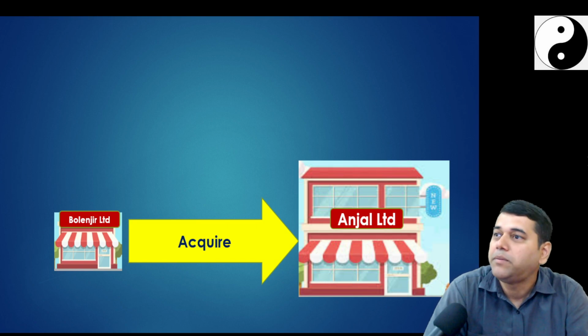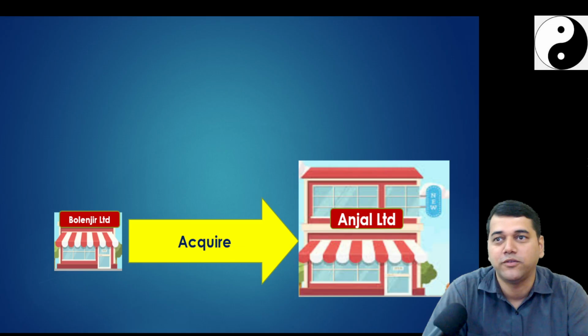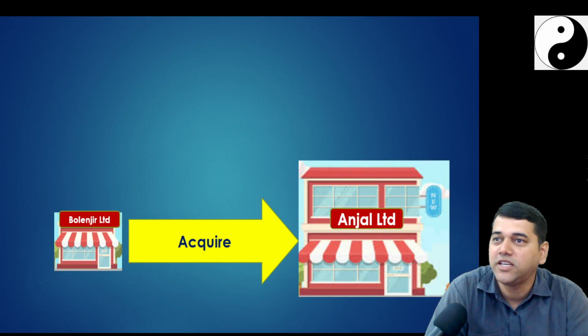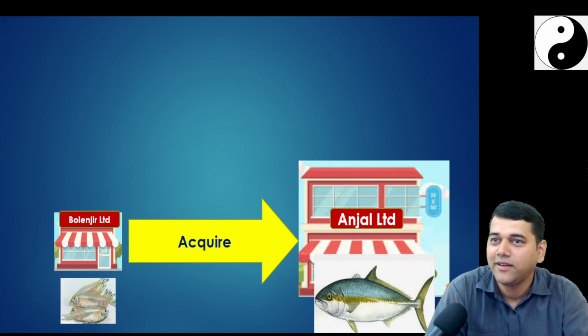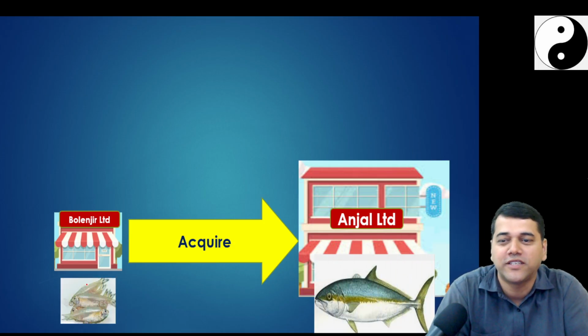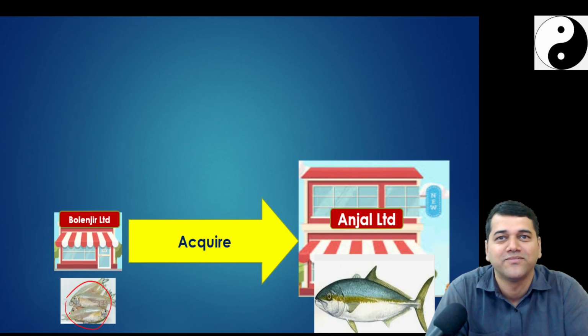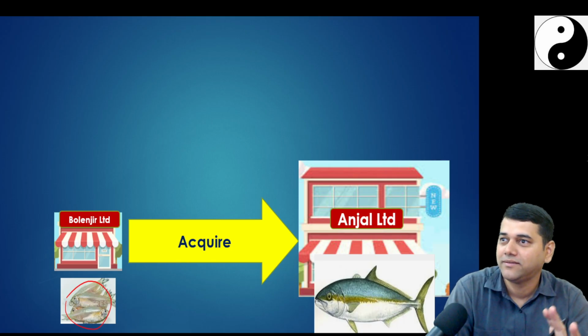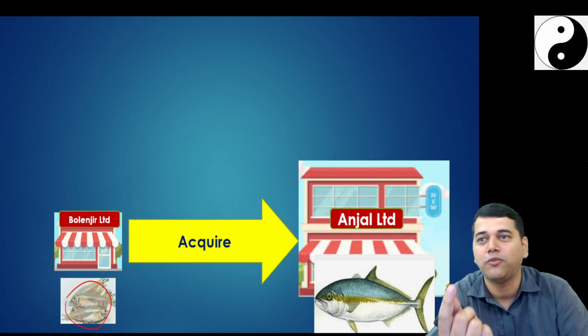See, there is one company, I'll explain from a company perspective. The name of the company is Bollinger Limited. And there is another company called Anjal Limited. You know who is Bollinger and Anjal? Bollinger means a very small fish like this, a silver fish. Anjal means kingfish, right? Name it any fish. Kingfish is so big. Silver fish is so small.